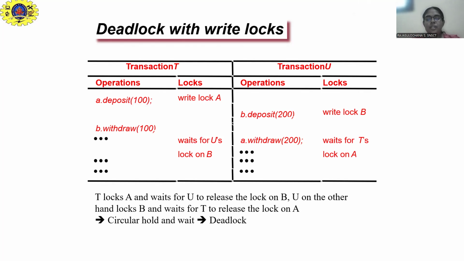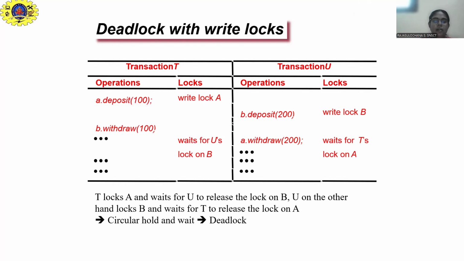Now transaction T is withdrawing 100 rupees from B. It waits for U transaction to happen. U withdraws 200 rupees from A and it issues a lock on A. Parallelly, transaction T issues a lock on B. So from this concurrent transaction, what can you infer? Transaction T initially locks A and it waits for U to release its lock on B. U, on the other hand, locks B initially and it waits for T to release the lock on A. So this is a circular wait.